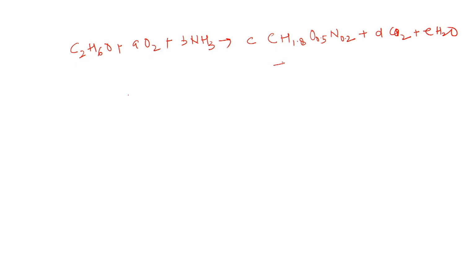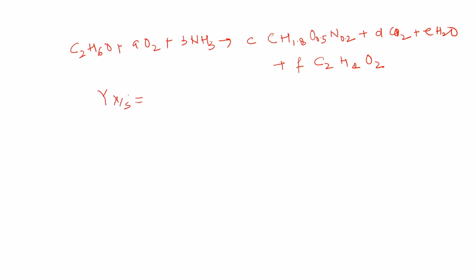So, let us write again this whole equation. C2H6O plus A O2 plus B NH3 gives rise to C times biomass CH1.8O0.5N0.2 plus D CO2, E H2O, plus F times your product, that is C2H4O2. Now, what is given is Y x by S.